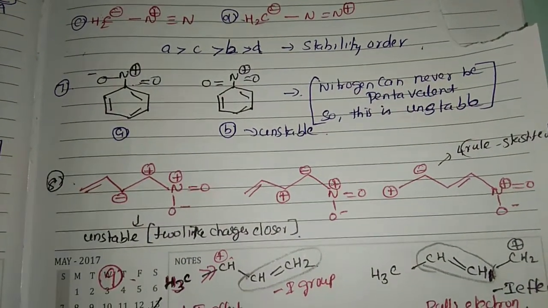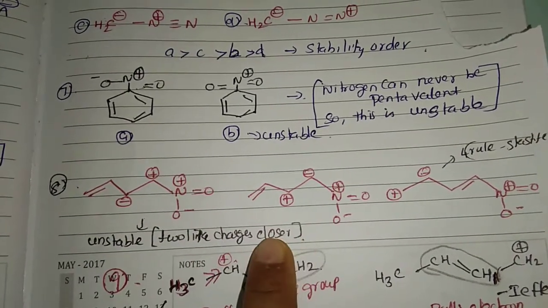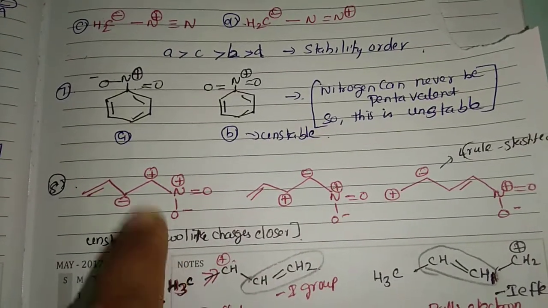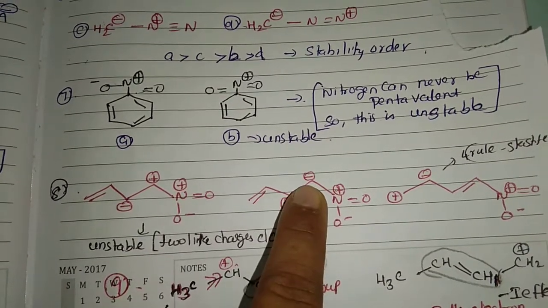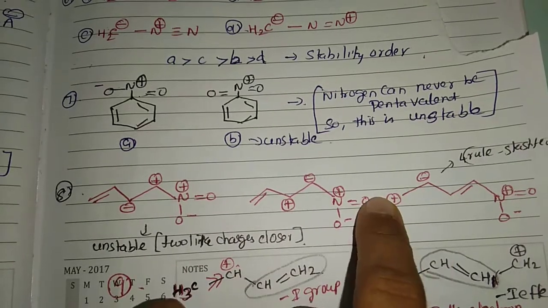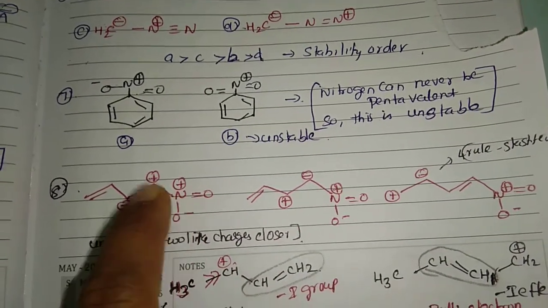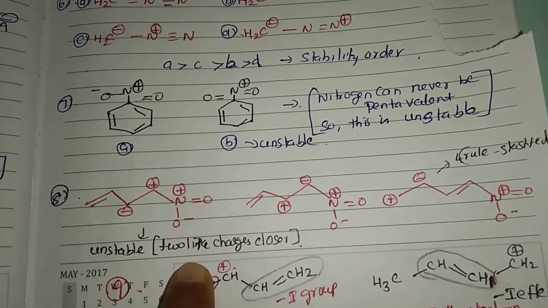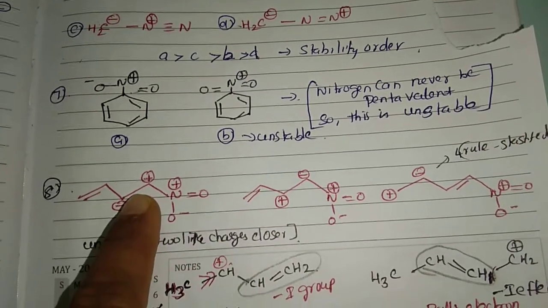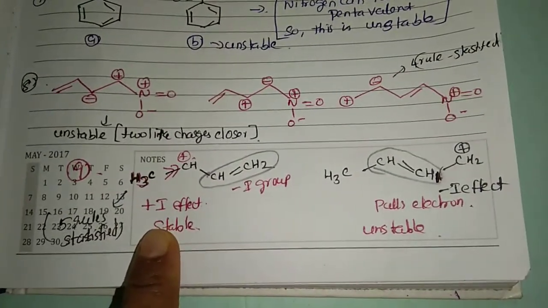Then go to the fourth rule. The fourth rule is also satisfied, so go to the fifth rule. Here negative, positive, negative, positive. But in option A, positive and positive are nearby. Two like charges close together, so this is unstable.